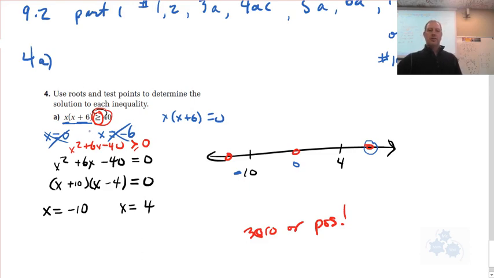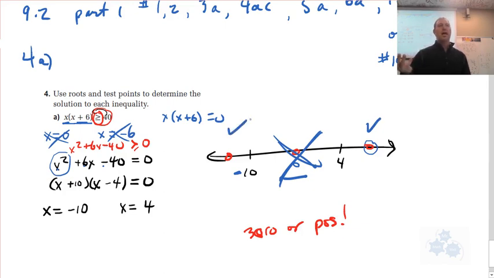So 0. What does 0 give us? Well, 0 plus 0 minus 40. Is that greater than 0? Negative 40 greater than 0? Nope. So this makes it negative here, right? It's less than, whatever. So this is not part of the solution set. If you think about this graphically as a parabola, if this is not part of the solution set, chances are that these ones are. So you probably know that now.